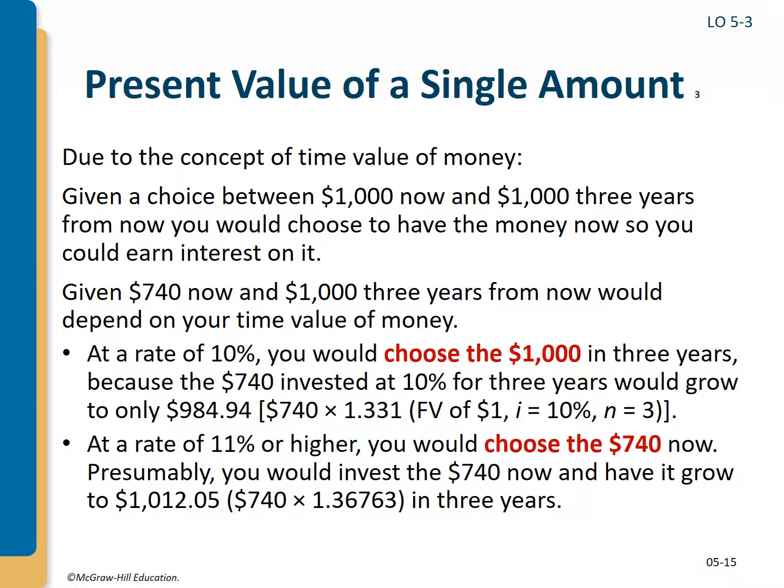So what are we doing here? We're saying we know we're going to get $1,000 in 3 years. What is that money worth today? If we invested that at 10% for 3 years, what amount would we have invested today? Well, 10%, 3 years, 0.75131. Okay, this is one way.